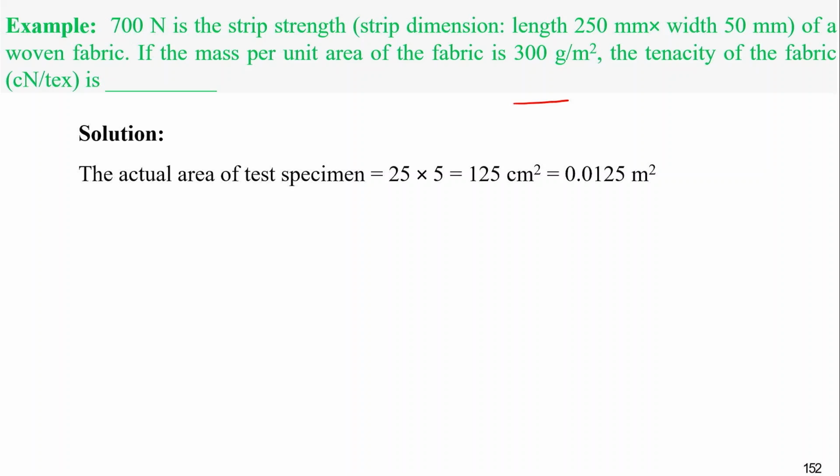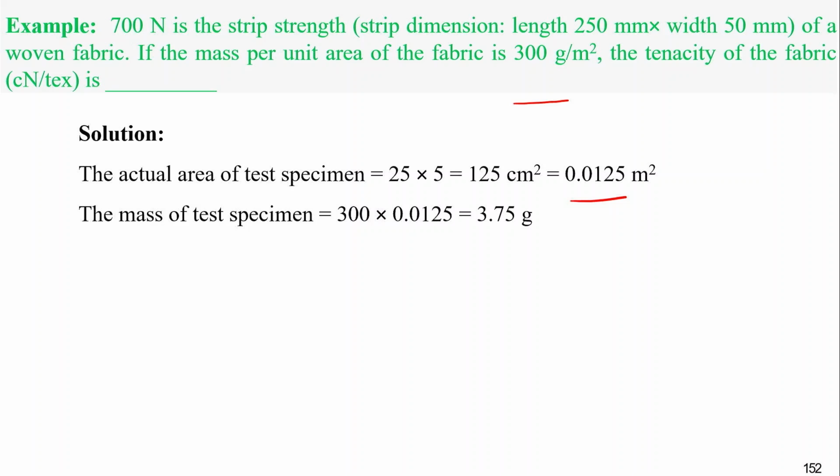So, the actual area is 0.0125 square meter, and if we multiply by 300, it will be 3.75 gram. See, 3.75 gram is the actual mass of the fabric strip, and the length of the strip is 250 millimeter. So, that is 0.25 meter. From there we know the mass and we know the length.